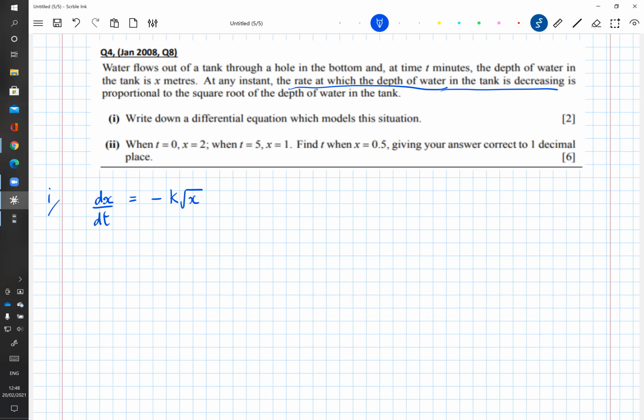They will not always give you that information, though. Or rather, the question won't necessarily say, write down a differential equation. You might be expected just to do it yourself. So this could be an 8-mark question that just says, solve the differential equation. Right, part 2. I'll leave you to have a go at that. I'll give it a few minutes, then I'll take over.